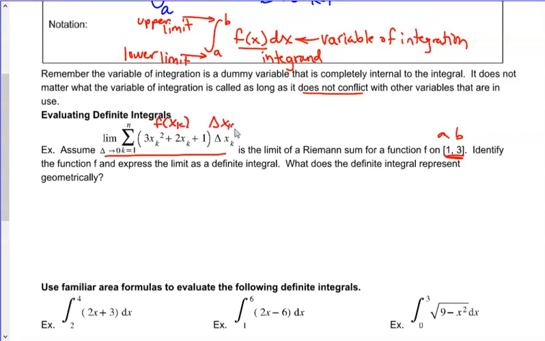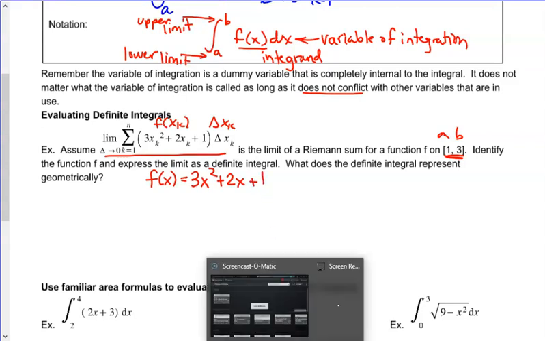times my delta x sub k. So the function is going to come from here. Now, if I just want to know what f of x is, that means I can just rename my variables, take out an x sub k and put in an x. So I'm going to extract that just from what's inside these parentheses here and say that my function here is the 3x squared plus 2x plus 1. That's the function that I have.